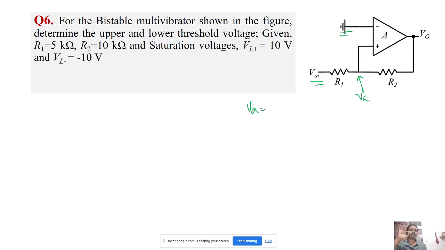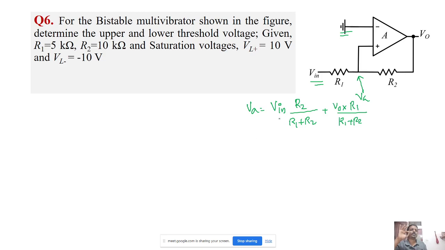So what is VA here? Now VA is dependent upon both Vin and V0, right? Due to Vin, it is Vin into the voltage across R2, so Vin into R2 by R1 plus R2, plus the voltage due to V0, so V0 into R1 by R1 plus R2. So this is the voltage VA.